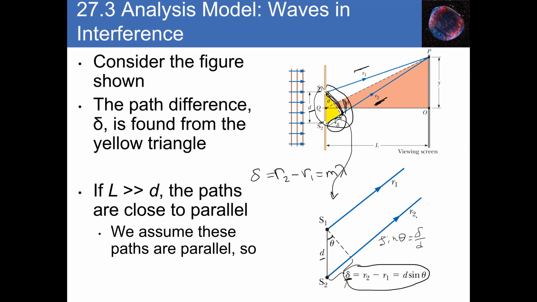We can look at this when L, the distance between the slits and the screen, is much greater than D. Then we can use this trigonometry to find the path length difference not in terms of R1 and R2, but in terms of D and sine of theta. Again, theta is the angle of that point P with respect to the reference line, its angular displacement. So delta equals R2 minus R1, and it equals D times sine theta.